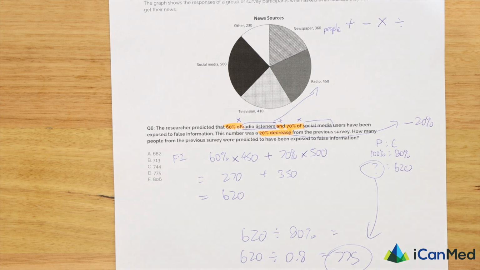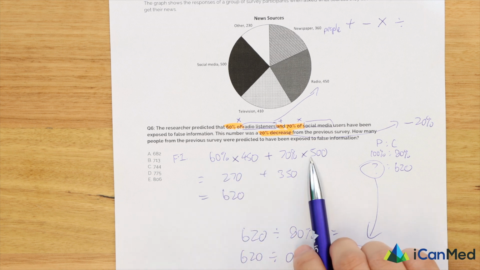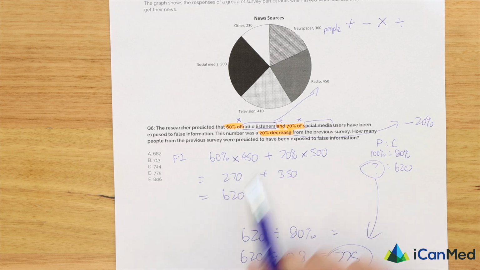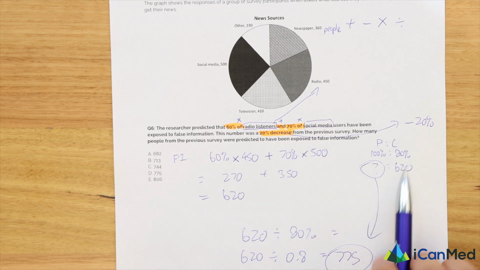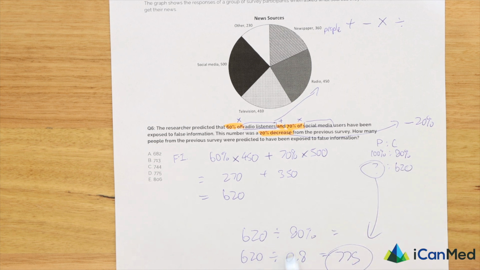How fast was that? All I had to do was read that first line and come up with this equation. I work it out to be 620. It's a 20% decrease, which gives me 80% for the current year. So to find the previous year, I just grab these two numbers, get a larger number by dividing, and that's it. So yes, you might have completed this within 40 seconds.